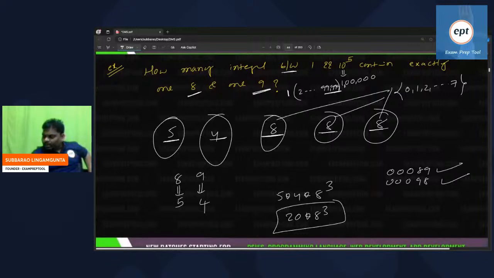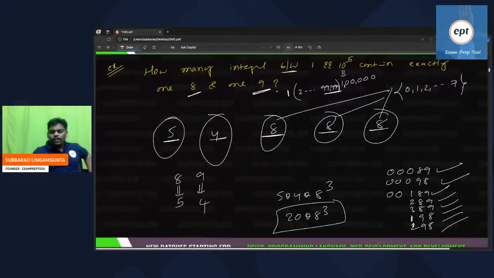See this one. First 2 places 0. It may be 189. It may be 289. It may be 389, and so on. Next one, in the similar way, it may be 198. All possibilities are taken care of.